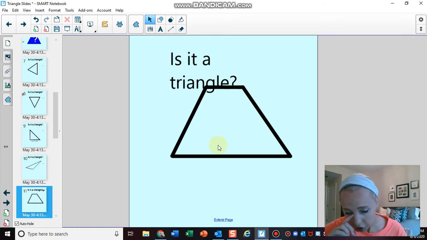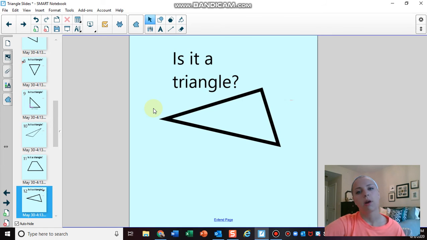All right, this shape we are going to learn about next week. This is actually just a parallelogram, which means a four-sided shape. But all of the angles are not the same. Also, it has four sides, not three, so this can't be a triangle.